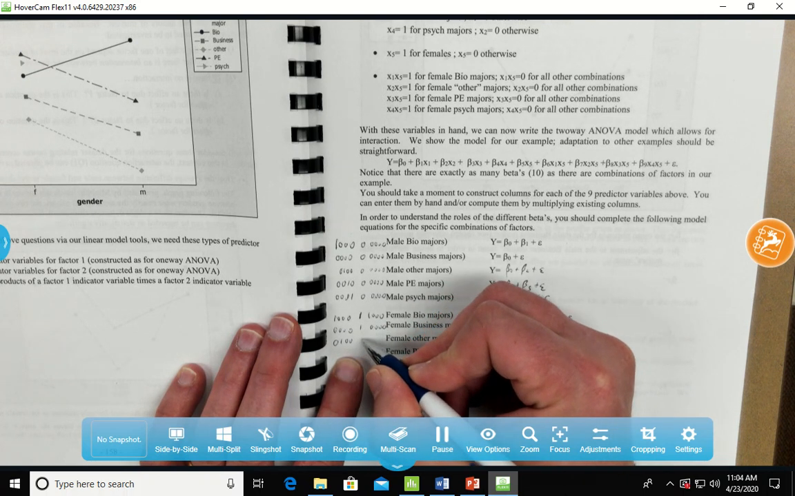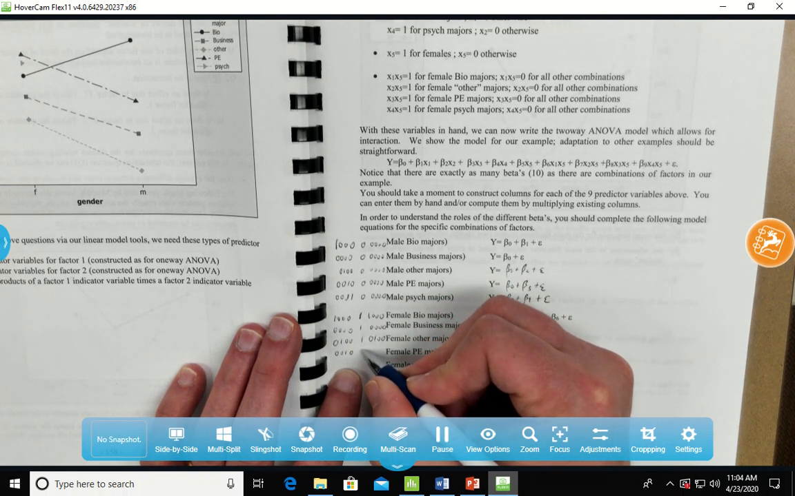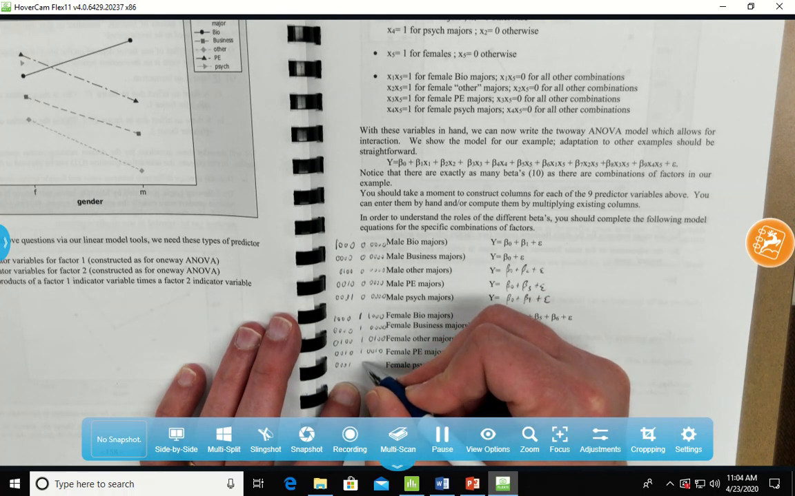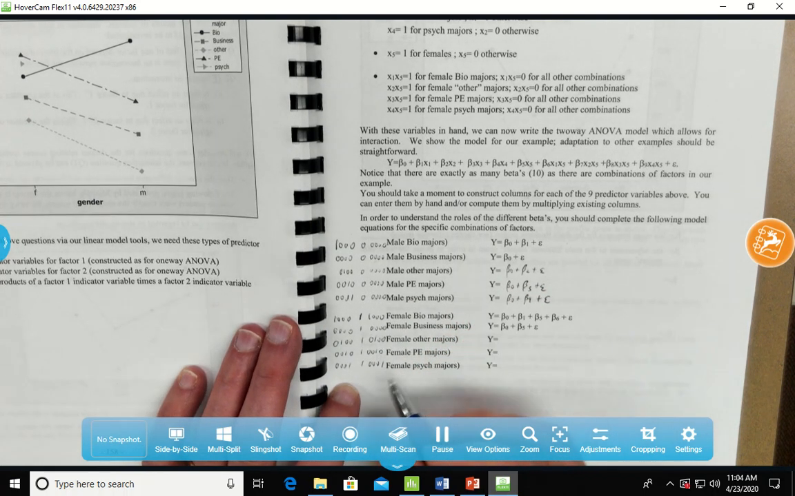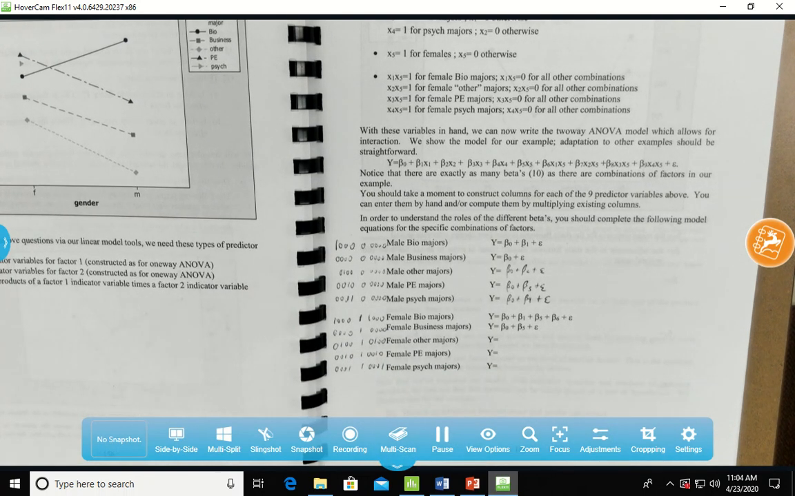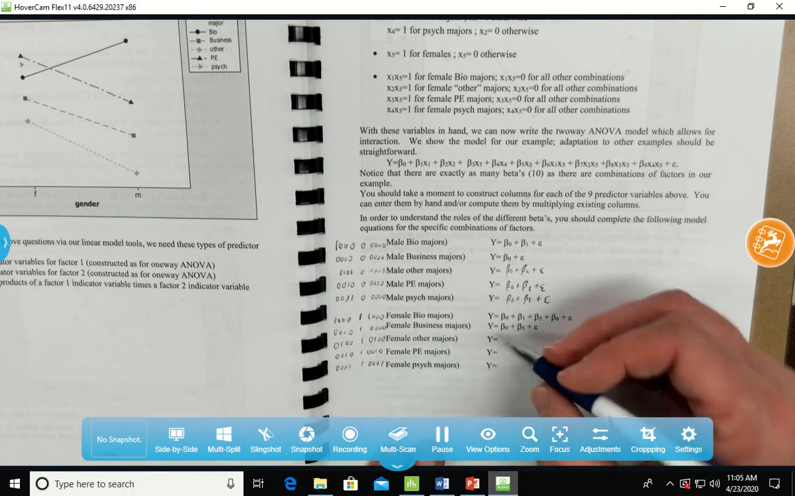0, 1, 0, 1, 0, 1, 0, 0, 0, 0, 1, 0, 1, 0, 0, 1, 0, and then finally 0, 0, 1, 1, 0, 0, 0, 1. And so when it's a 1, you just repeat what you had in the first part. And so here you get beta naught plus beta 5.